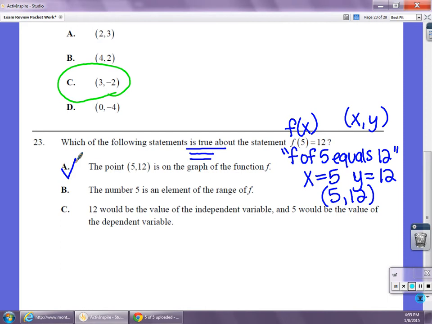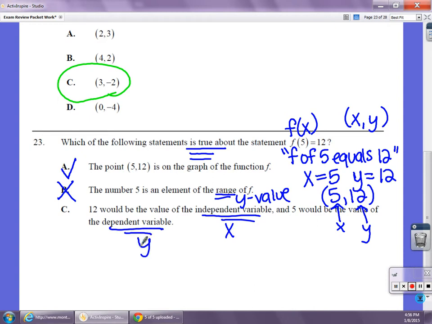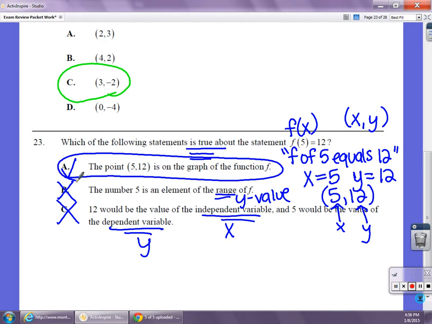The number 5 is an element of the range. Well, range is a y value. Is 5 our y value? No, 5 is our x value. All right, so we know that B is not true. 12 would be the value of the independent variable, where the independent variable is x, and 5 would be the value of the dependent variable, which is y. And again, we don't have the point 12, 5, we have the point 5, 12, so that's not correct, and we were good with A as our answer choice. The point 5, 12 is on the graph of the function.